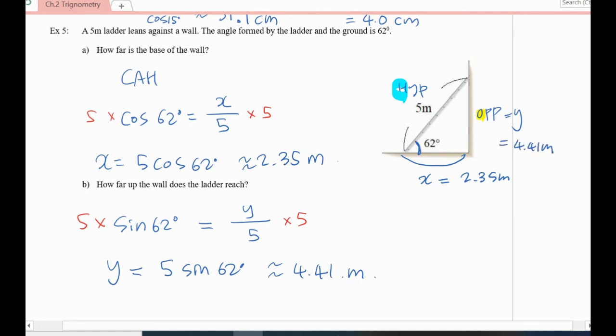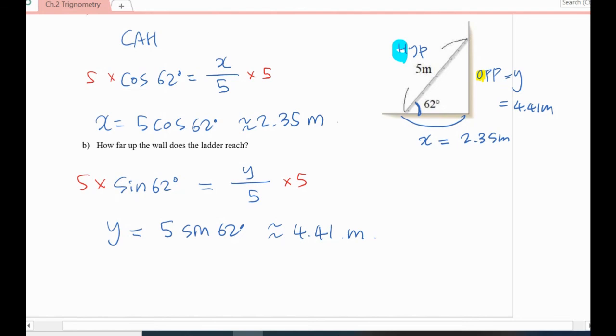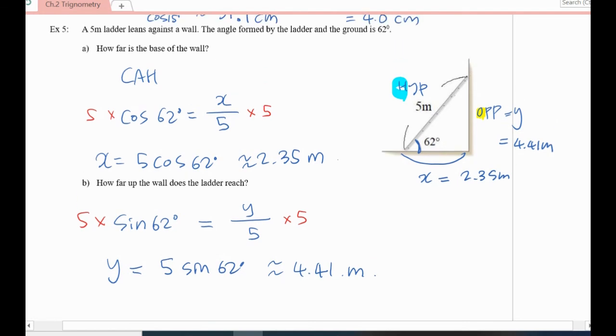So this is how you find the lengths using sine and cosine. Alright, that's it for this section. I want you to go back to your chapter outline and start doing your homework.